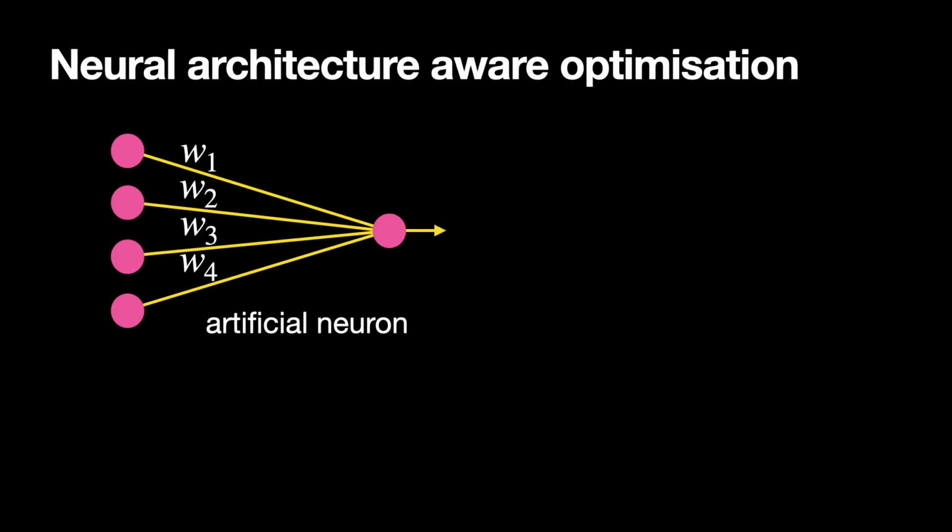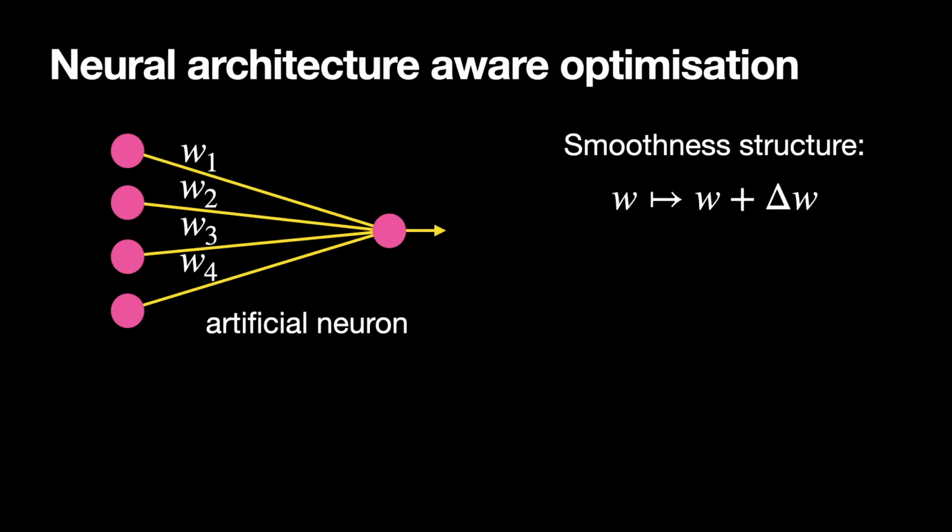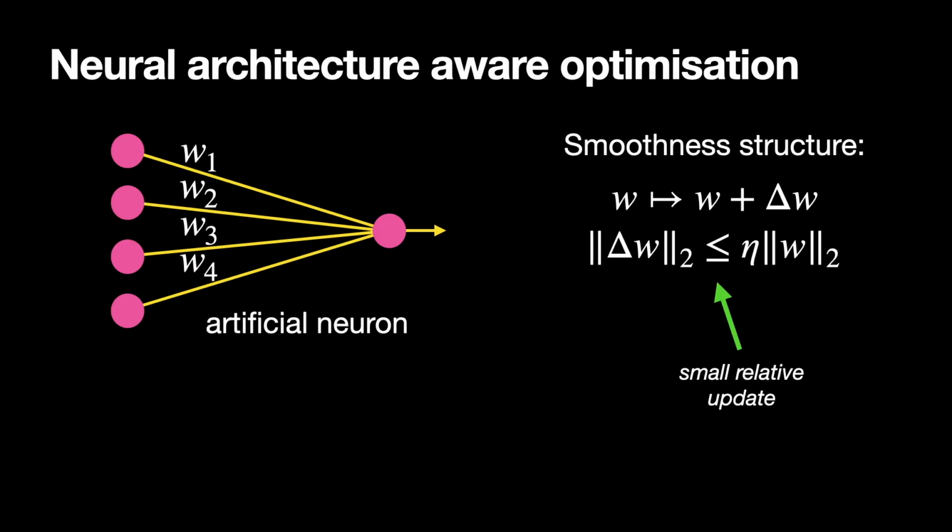As for smoothness structure, we consider perturbing the weight vector of the neuron. And based on recent results about the trust region of neural networks, we make small relative updates. And we call these updates per neuron relative.